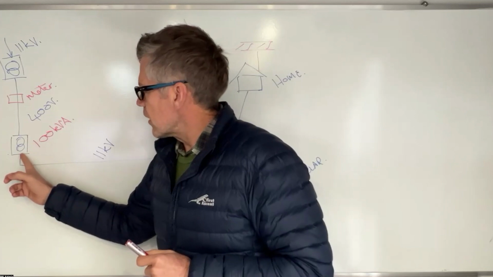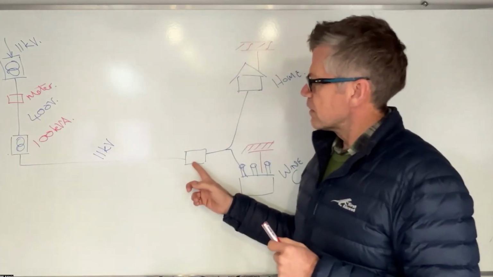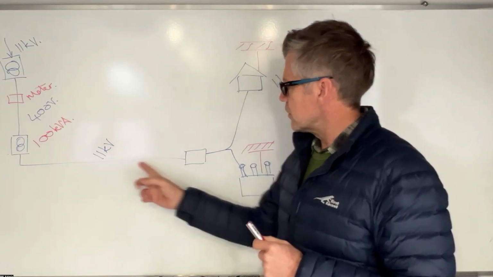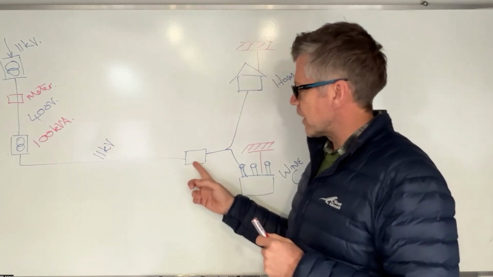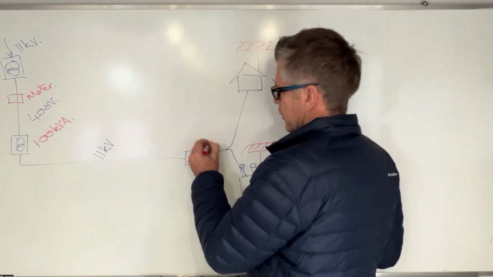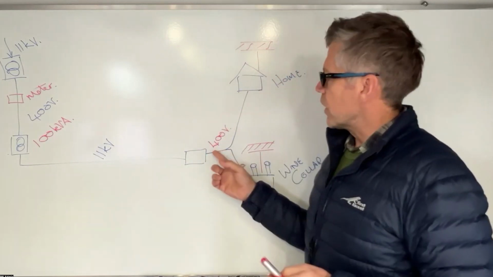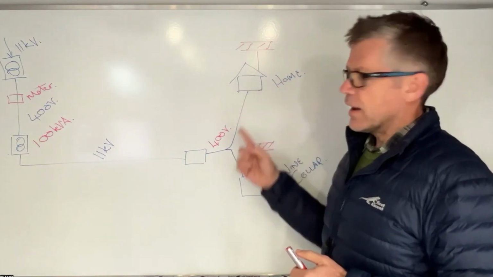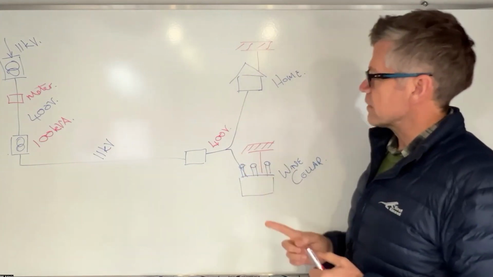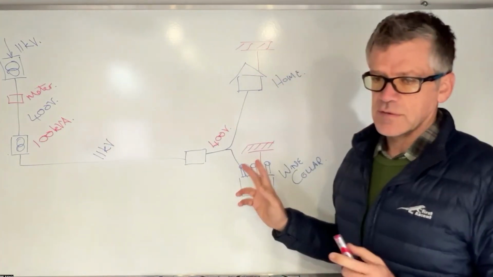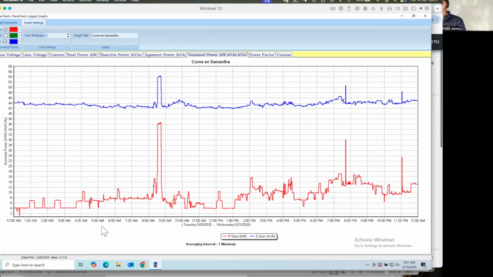The 100 kVA transformer supplies medium voltage to another step-down transformer, and at this point it is stepped down again to 400 volts, where the load splits to a house and to the wine cellar. So we have two solar systems and one incoming supply. So what is interesting? Let's just try and understand what we are looking at.